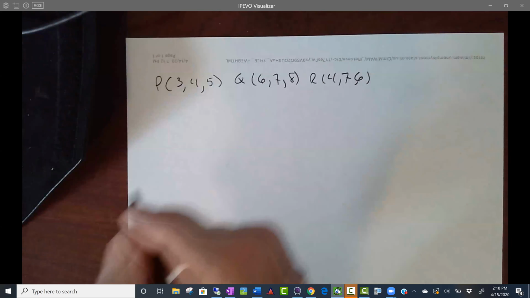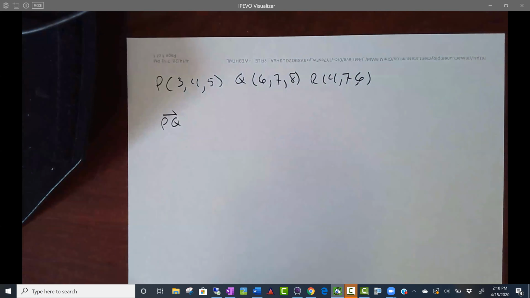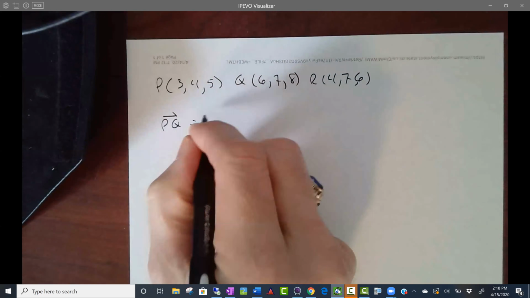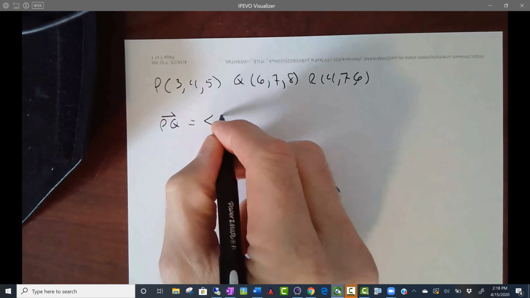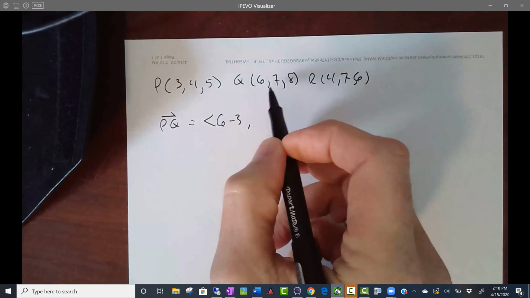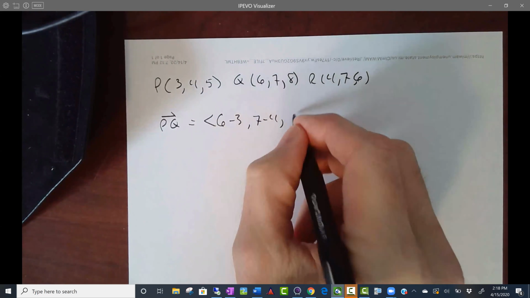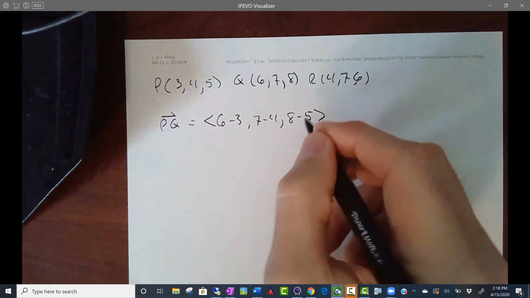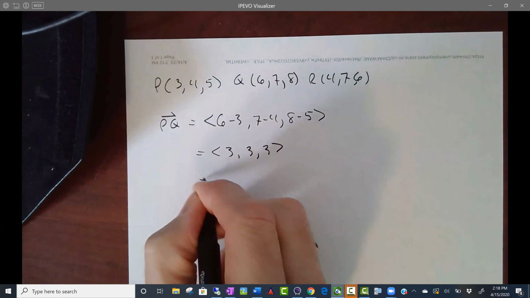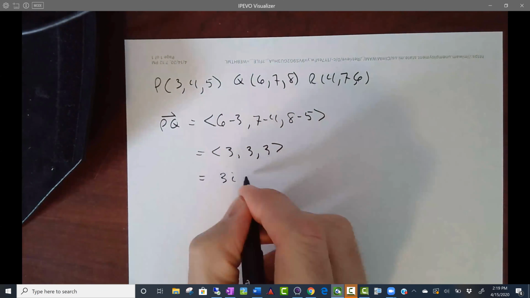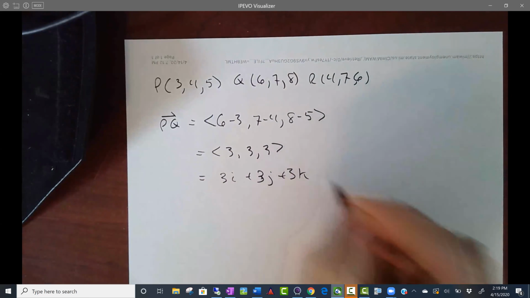So let me switch back over to here. And I'm going to find a vector in the direction of P and Q. So to find a vector in the direction of P and Q, I'm going to take the end point and subtract the beginning point. So 6 minus 3, 7 minus 4, and 8 minus 5. And that's going to give me 3, 3, 3. And you could also think of that as 3i plus 3j plus 3k.